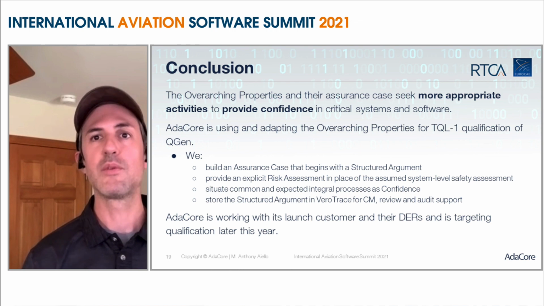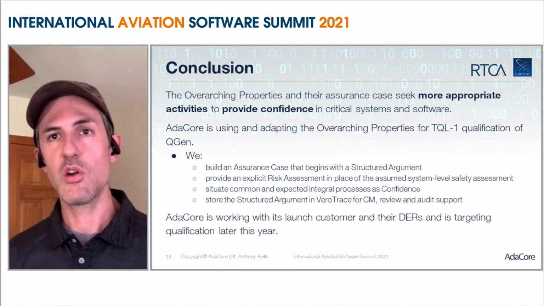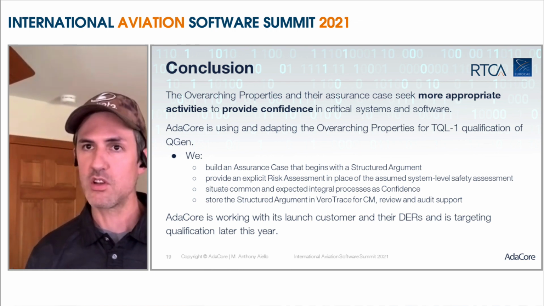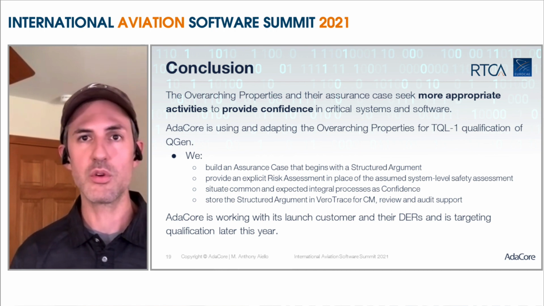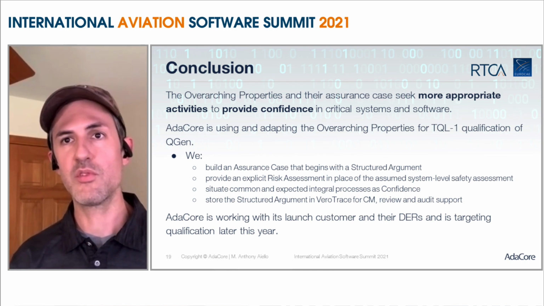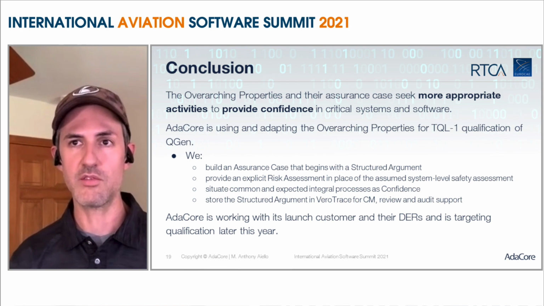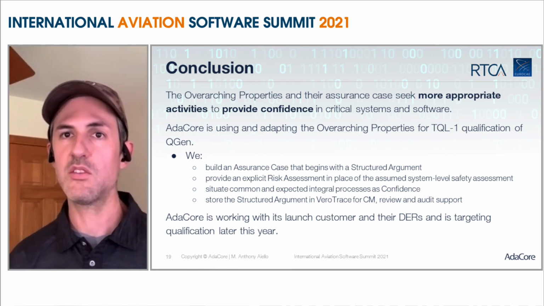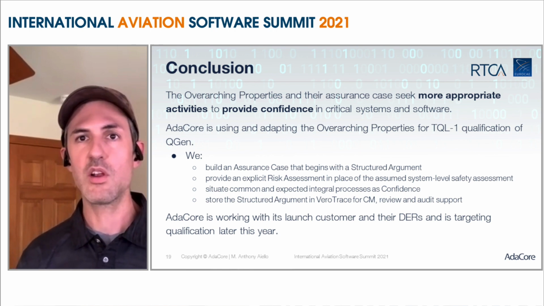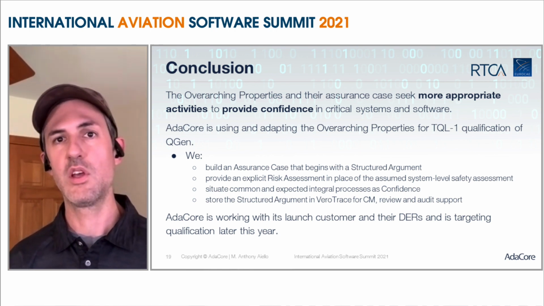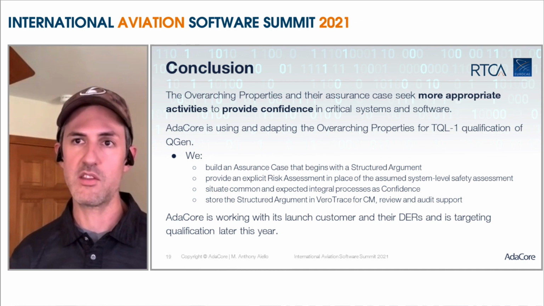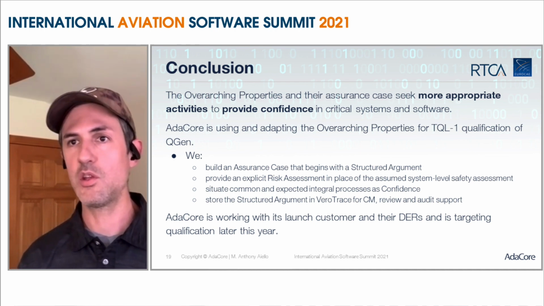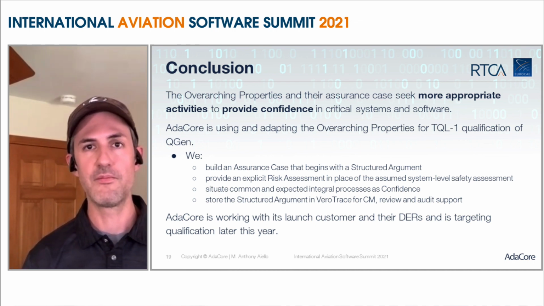Okay, so let me wrap up. AdaCore feels that the overarching properties and their assurance case really seek a more appropriate set of activities to provide confidence in critical systems and software. In particular for tools, we think that the flexibility that's provided here is very powerful and very appealing. So we're using and adapting the overarching properties for the TQL1 qualification of QGen.